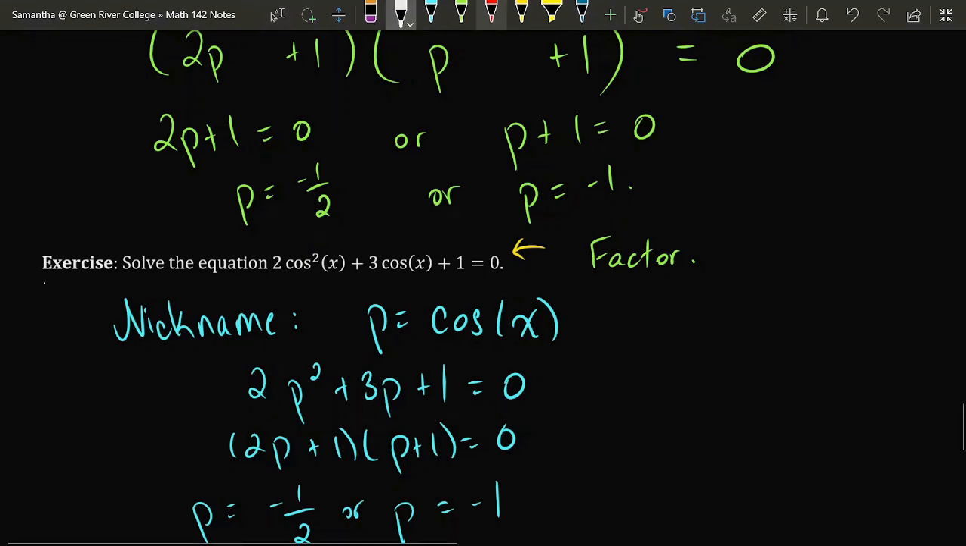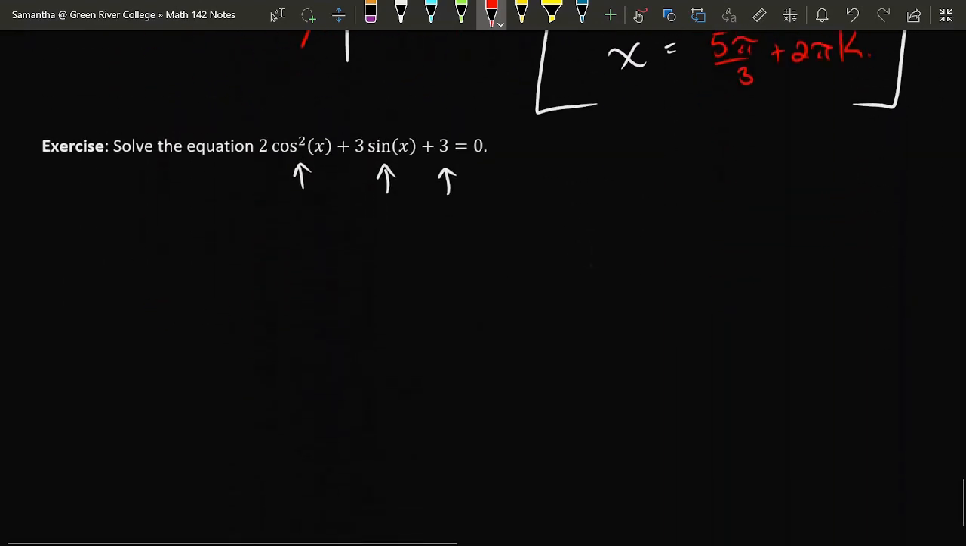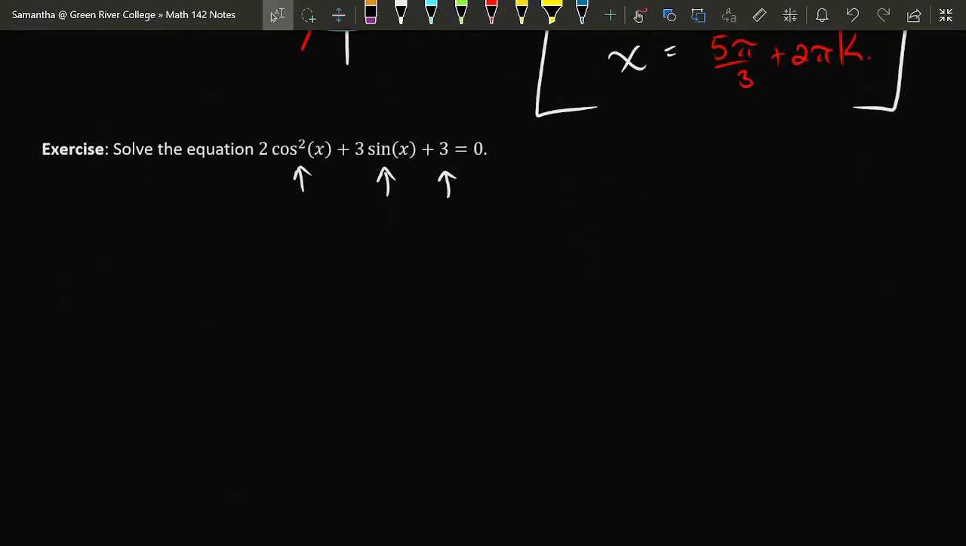But the big difference between the equation in this exercise and the equation in the previous exercise is that there is a mismatch in this example between the actual trig functions in this equation. Whereas the previous exercise contained only cosines, this equation contains both cosine and sine.